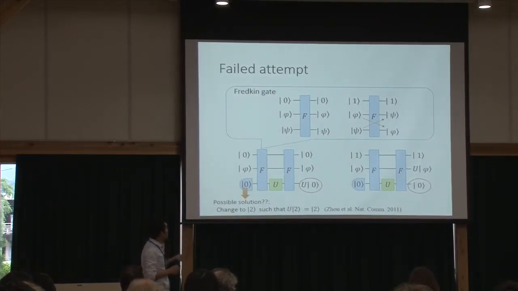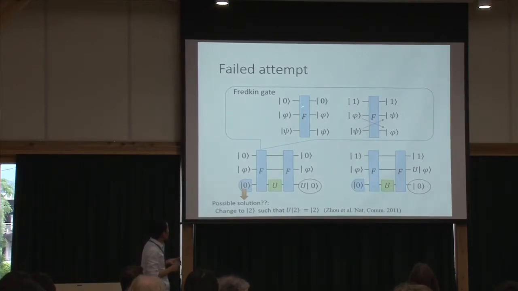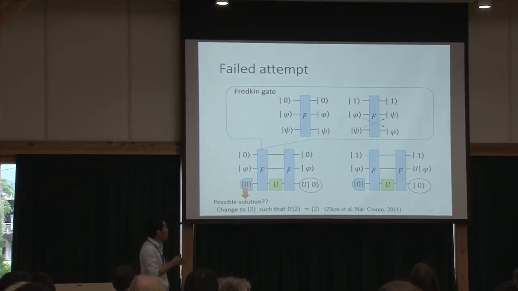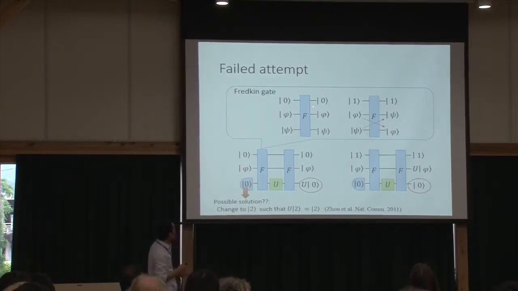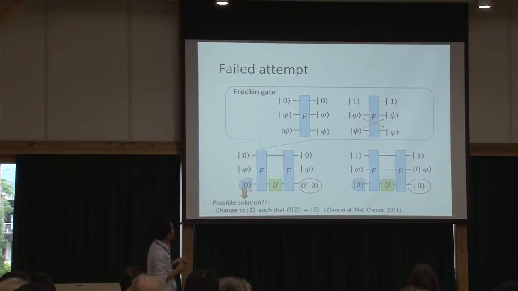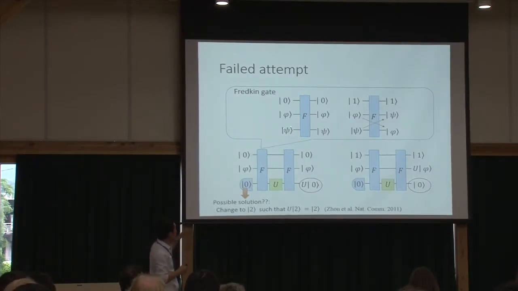First, when I started this research, we thought that by using the Fredkin gate, this controllization is quite trivial. So what is the Fredkin gate? The Fredkin gate is a controlled-swap operation. If the control qubit is in the zero state, the input is preserved. But if it's in the one state, then it swaps the state of the two qubits, basically.